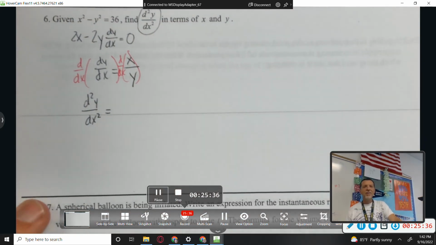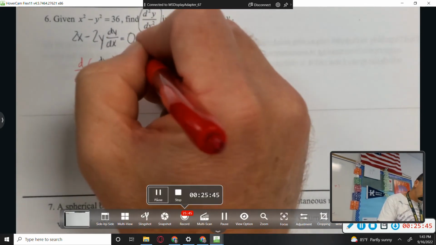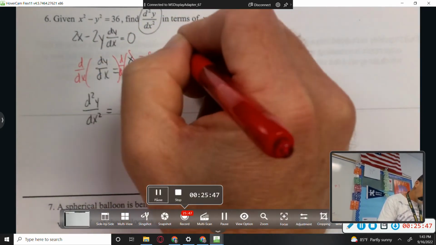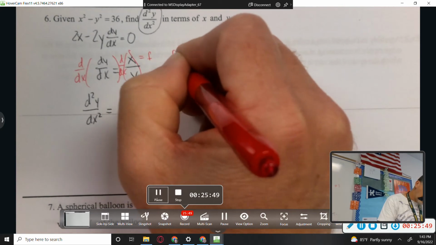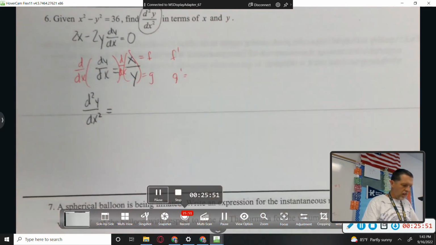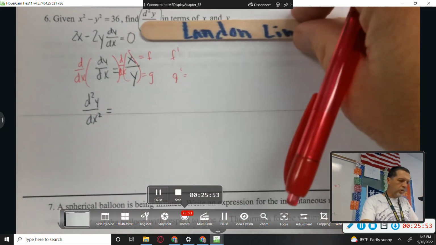Uh-oh. What's happening on the right-hand side? Yuck. Quotient rule. Although not a terrible quotient rule, I don't think.